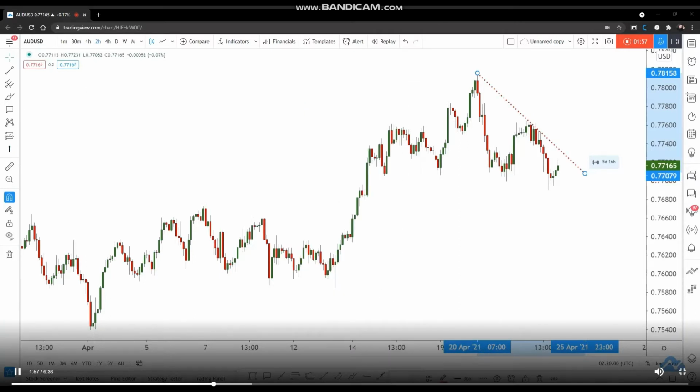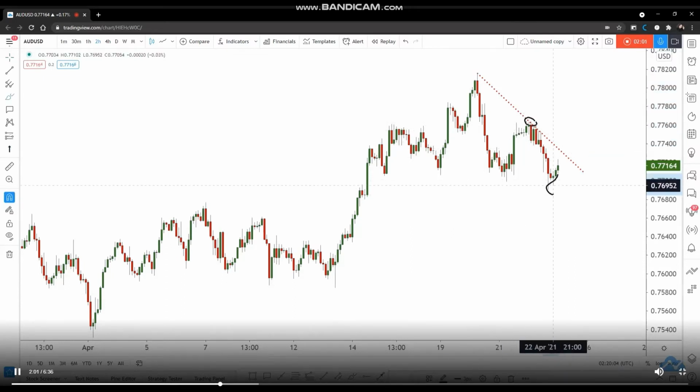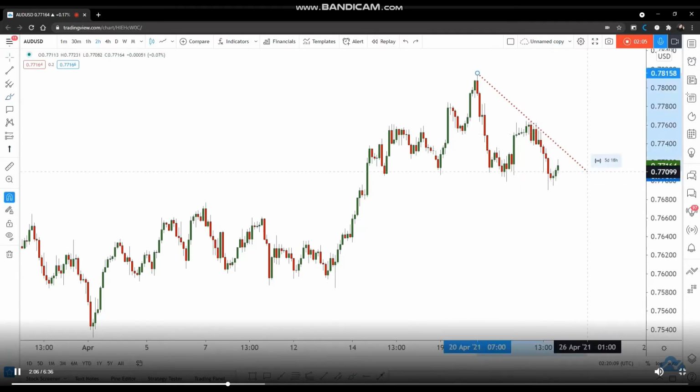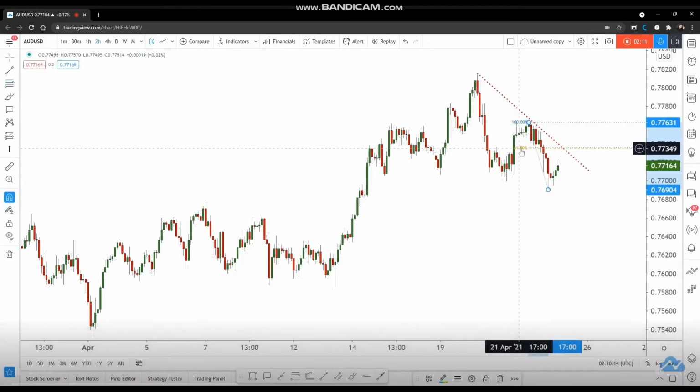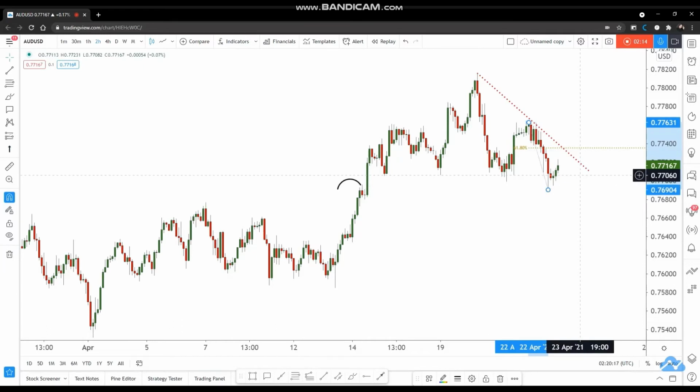All right. So using this last move right here from high to low, I'll be taking my Fibonacci retracement to see if there's any confluence level between the trend line and the Fibonacci level. From high to low, I have my 61.8 right here. So I'll just leave my 61.8 retracement.